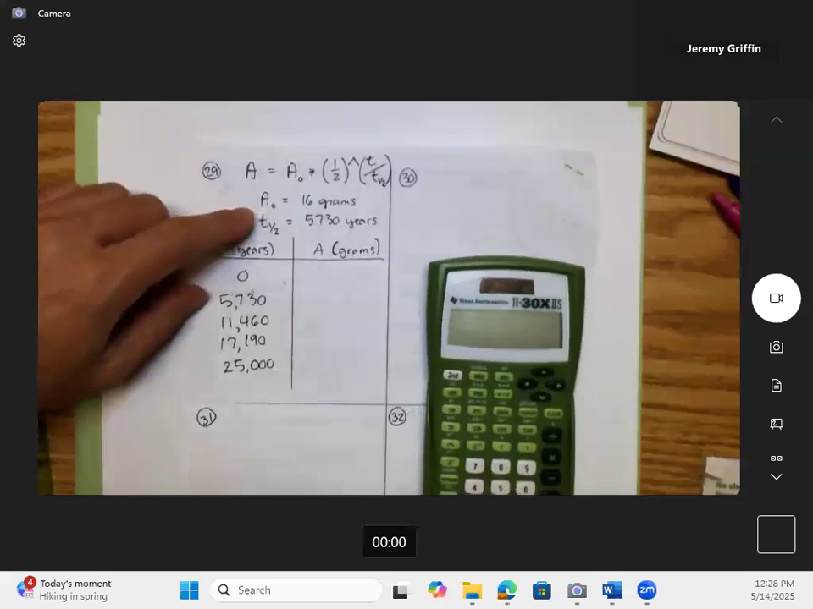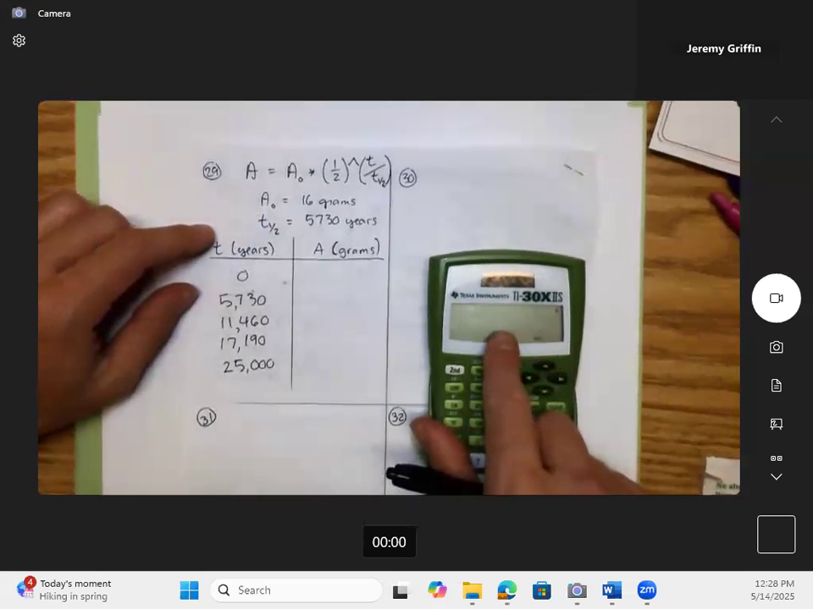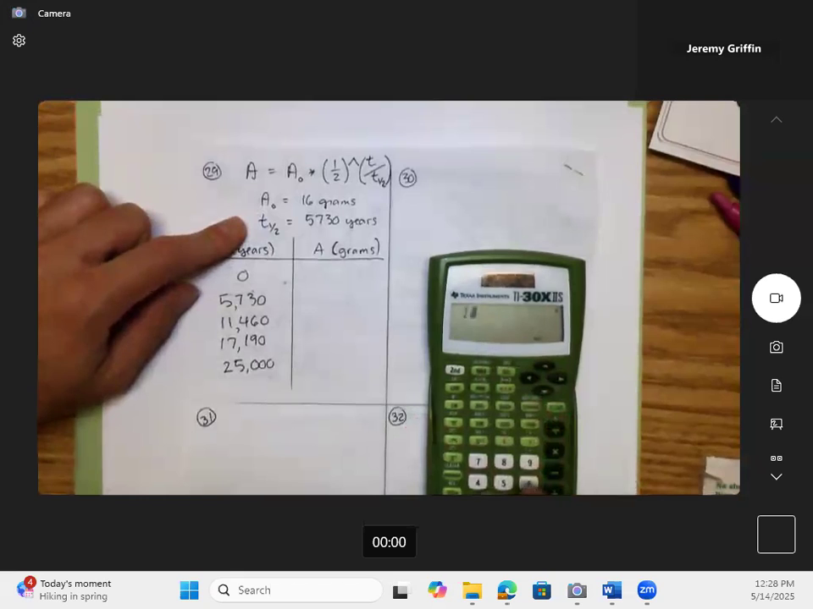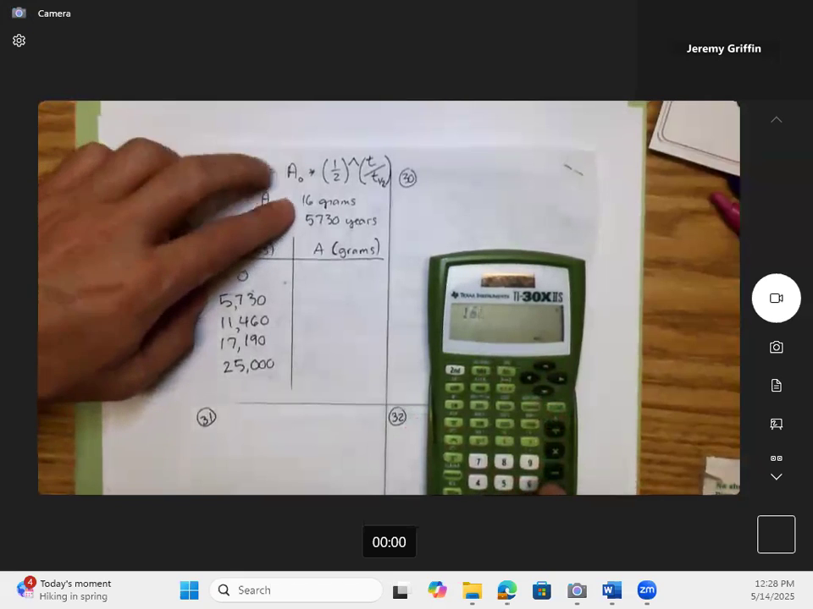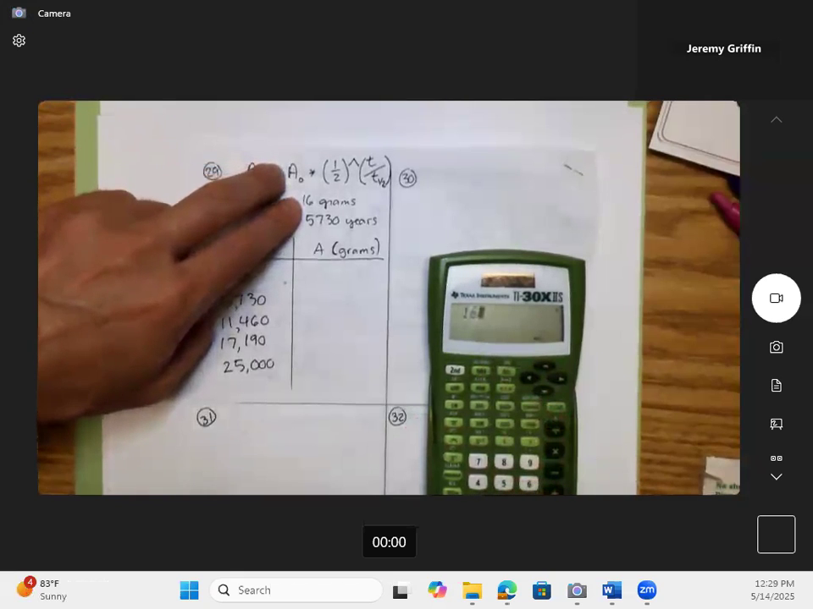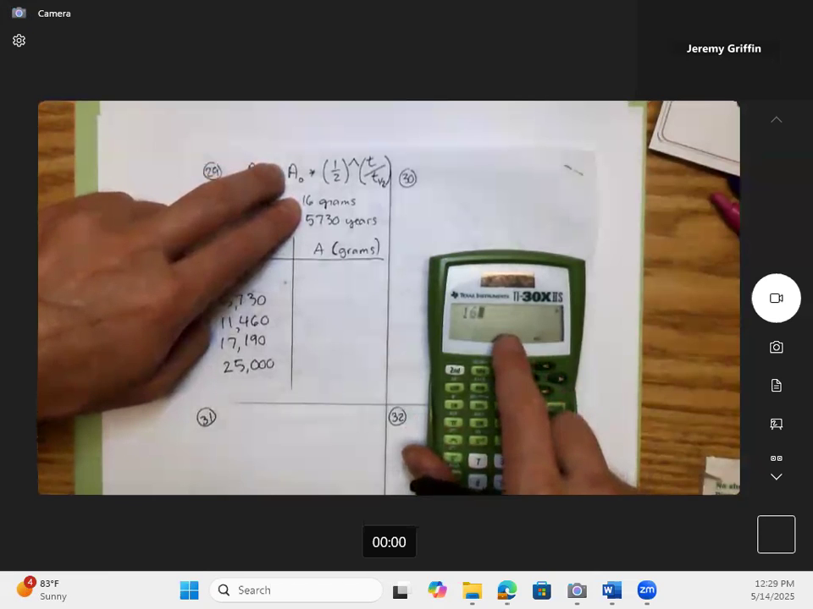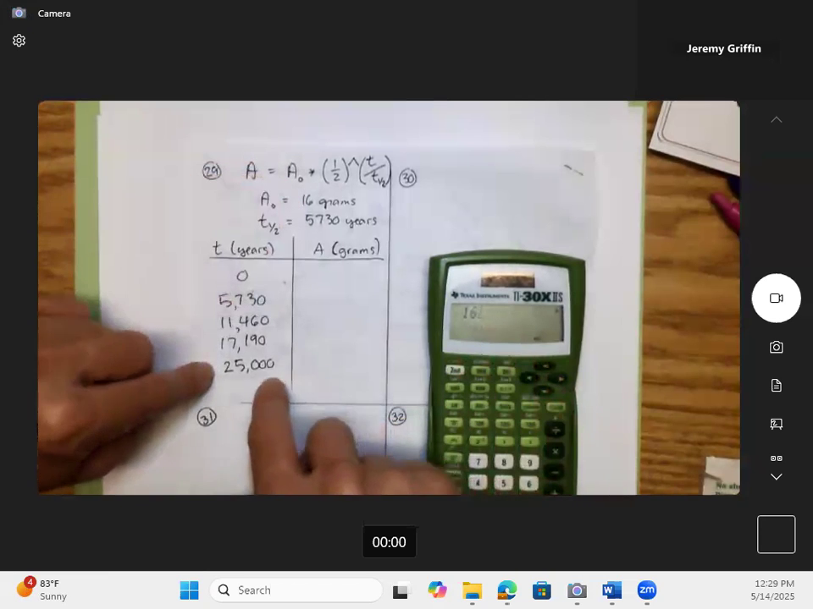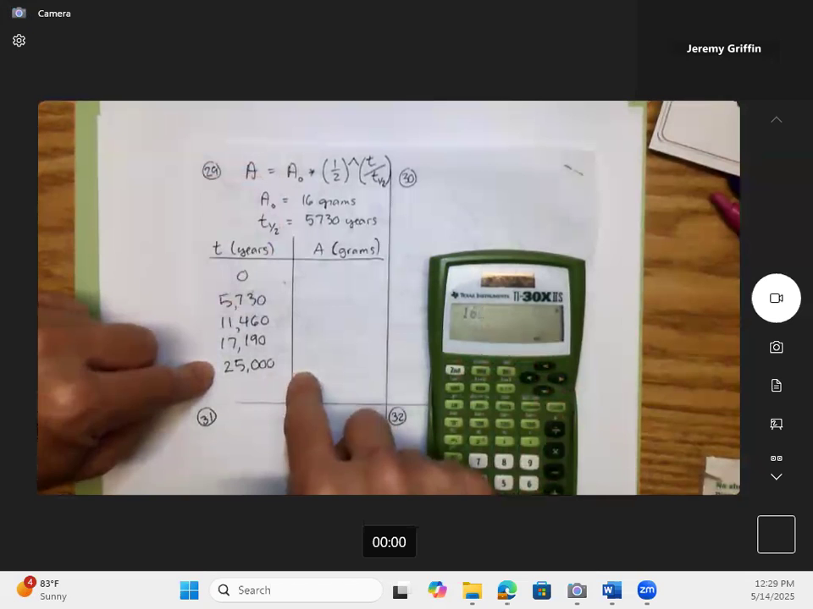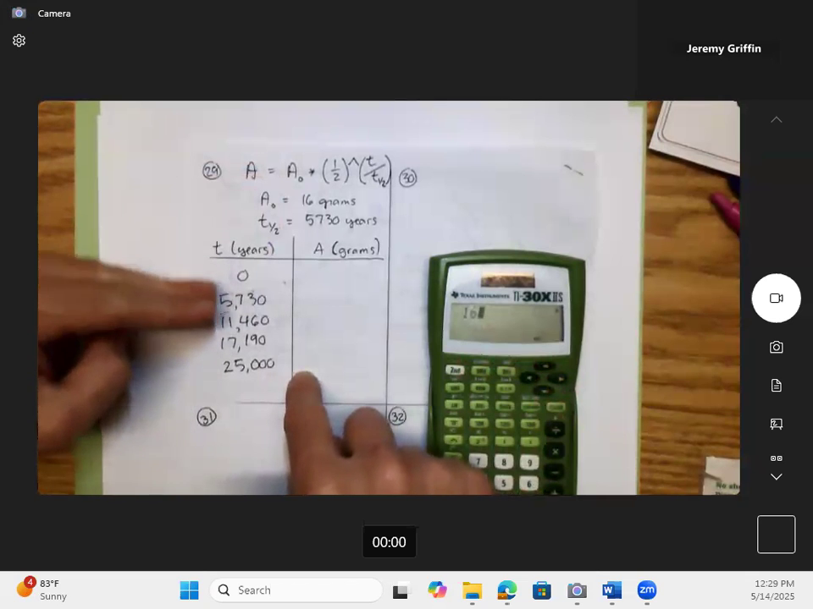So let's plug this in. You guys got a calculator? Follow along with me. Let's do 16 grams. That's the A naught. Everybody type this in. Actually, let's do it this way. I'll leave the last one to you, that 25,000, but we'll do these first 4 together.